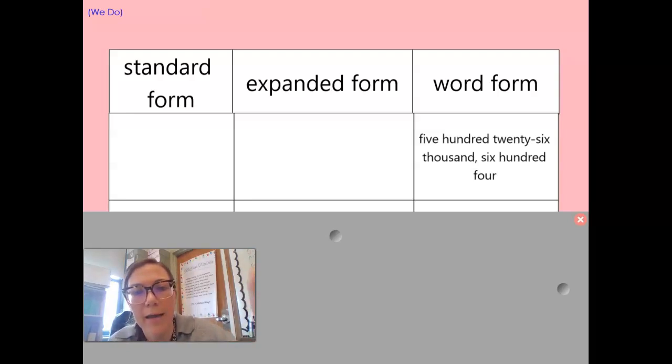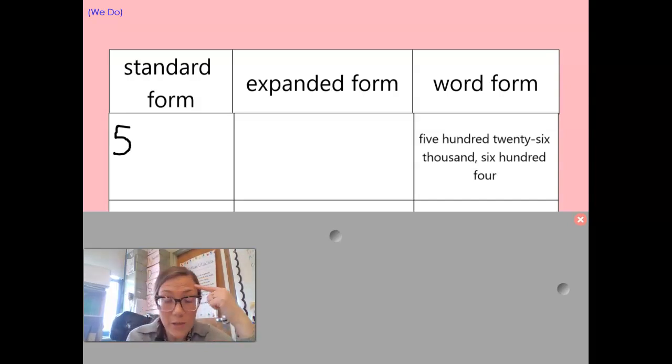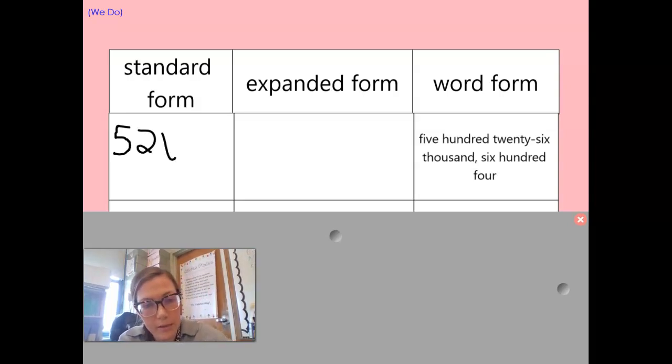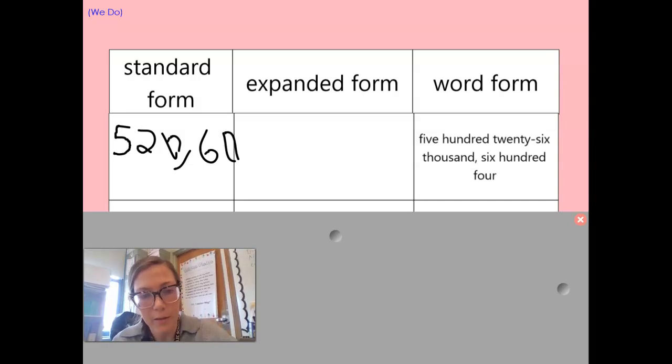So let's write 5 in the 100 spot. Is it going to be 100? We'll see. Let's read the rest of it. 26,000. Oh, that tells me I need to put a comma. Okay, let's put it. 26. That's my 6. I'm sorry. Comma. 1,000. And now what's the rest say? 604. Okay. 604. All right. There we go. 526,604. Now we have to write it in expanded form.